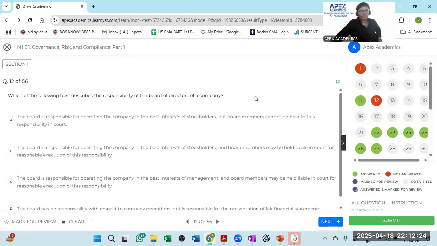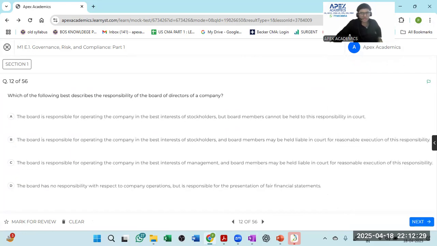Sir, question number 12. Sir, which of the following best describes the responsibility of the board of directors of the company? Please, sir, pay attention. Sir, the board is responsible for operating the company in the best interest of the shareholders, but the board members cannot be held to this responsibility in the court. Sir, first of all, understand there are two statements over here.